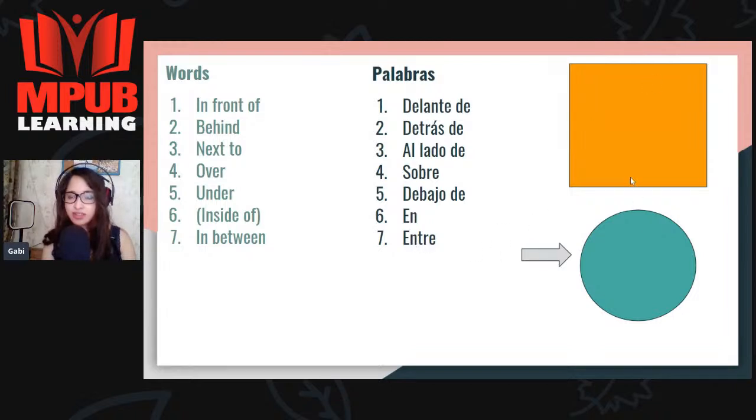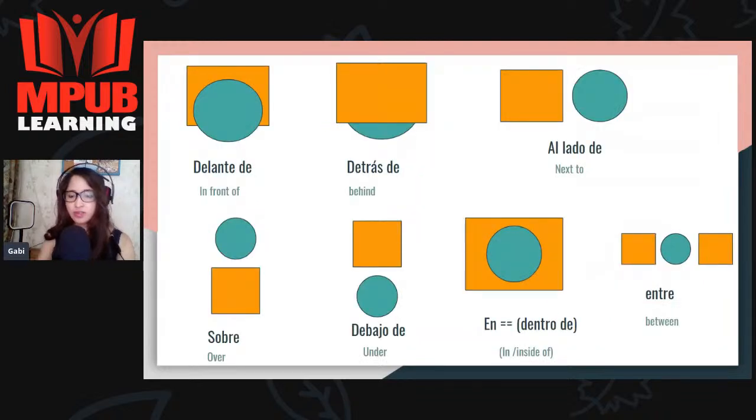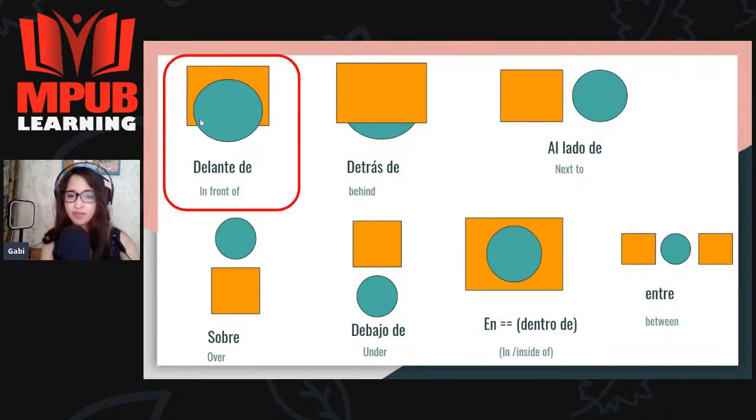So we're going to be using these two colors because we have already learned the colors. In case you forgot, this orange would be naranja, and this blue, we would call it azul. So we're going to be using this to describe all these words.